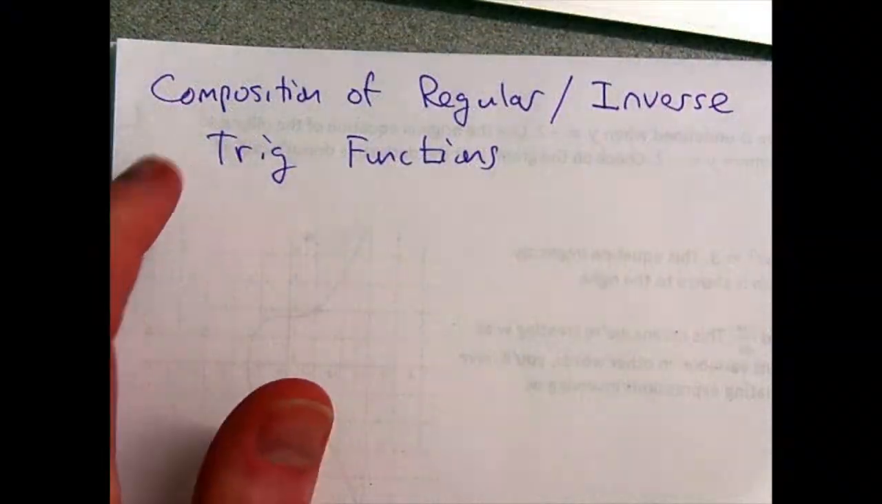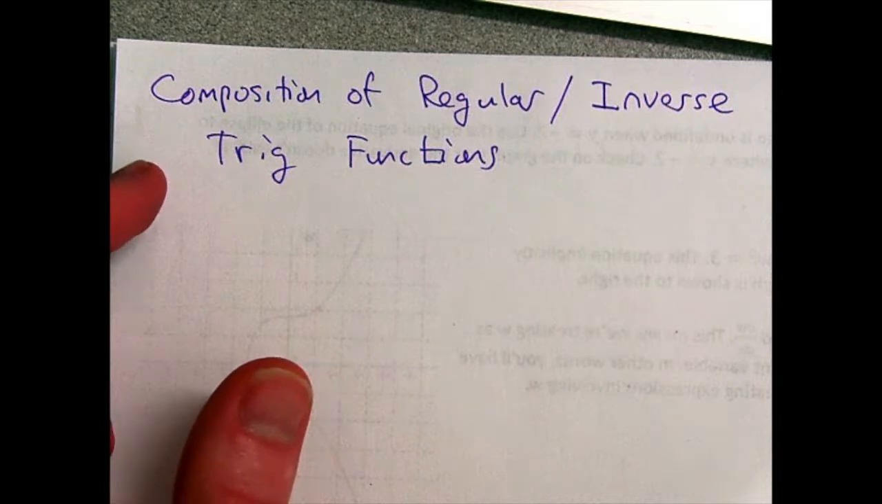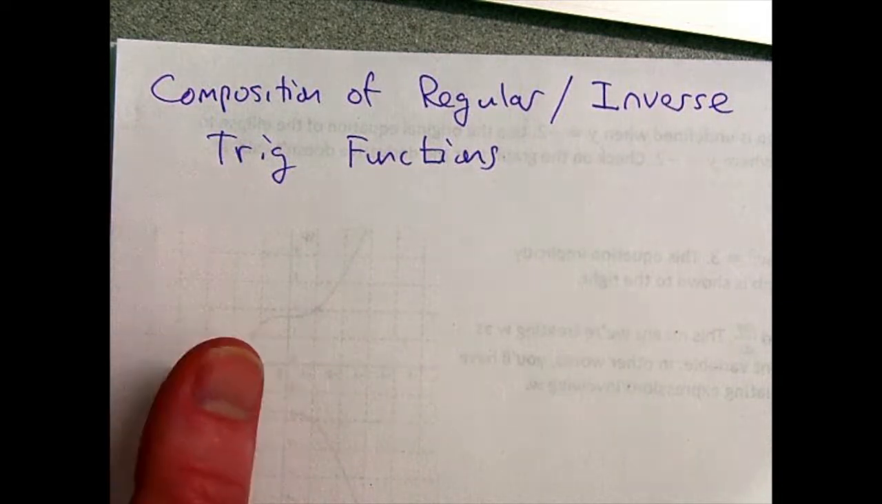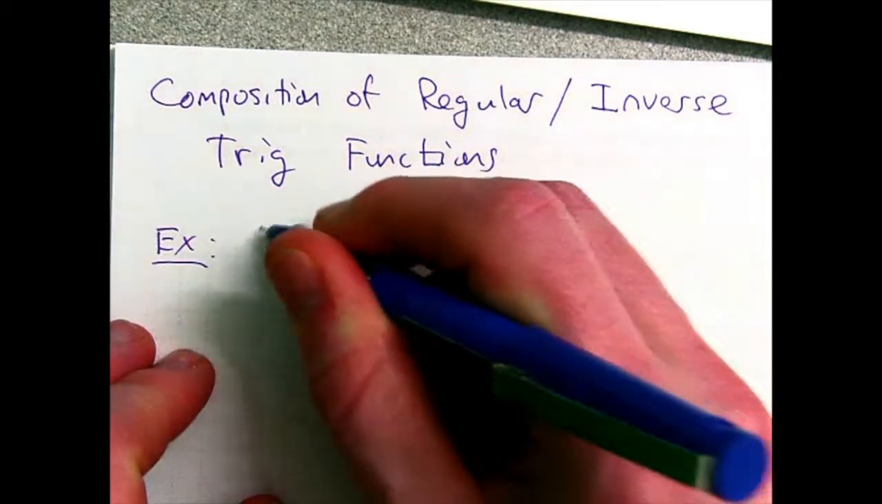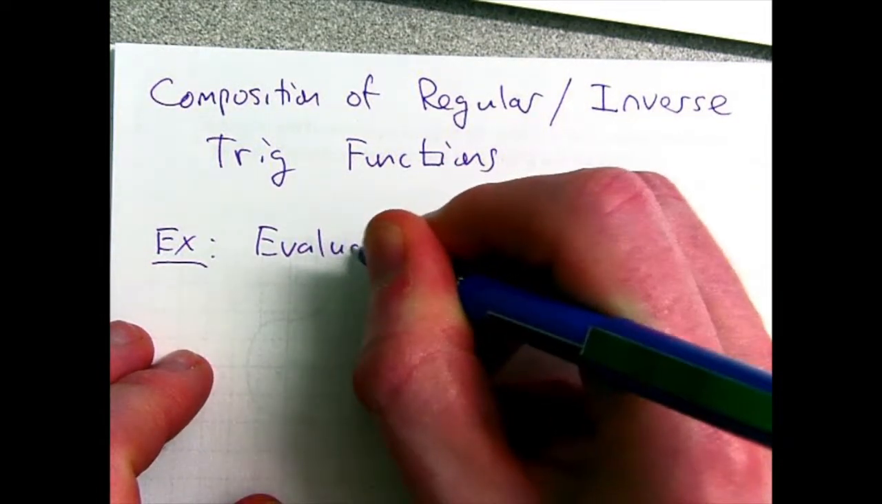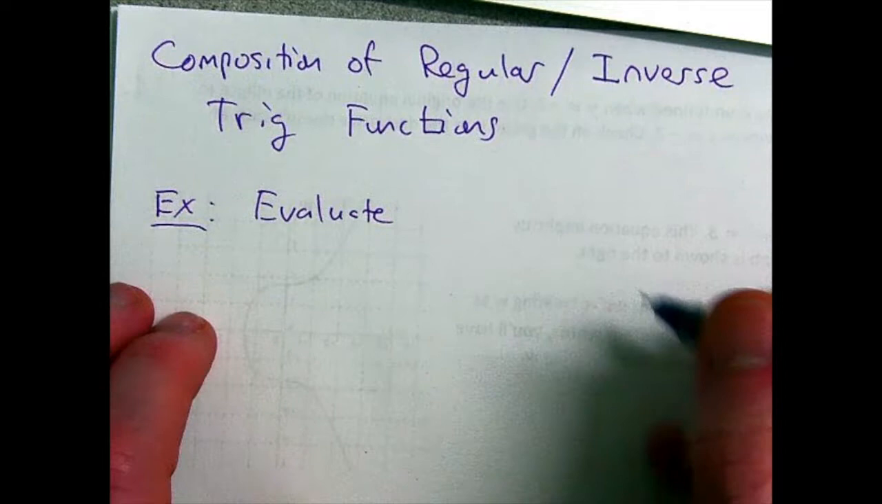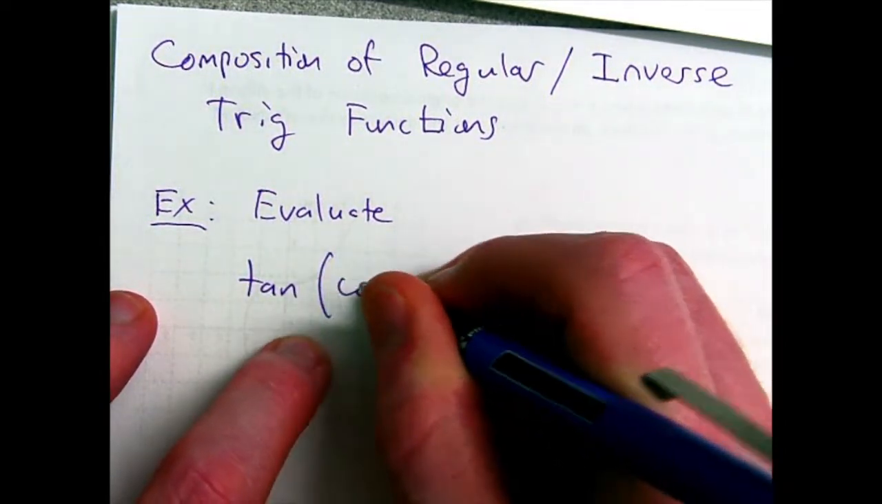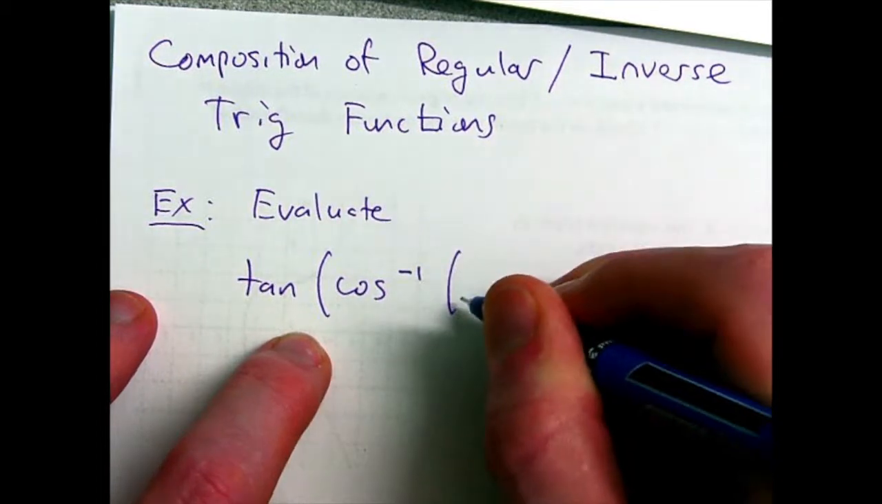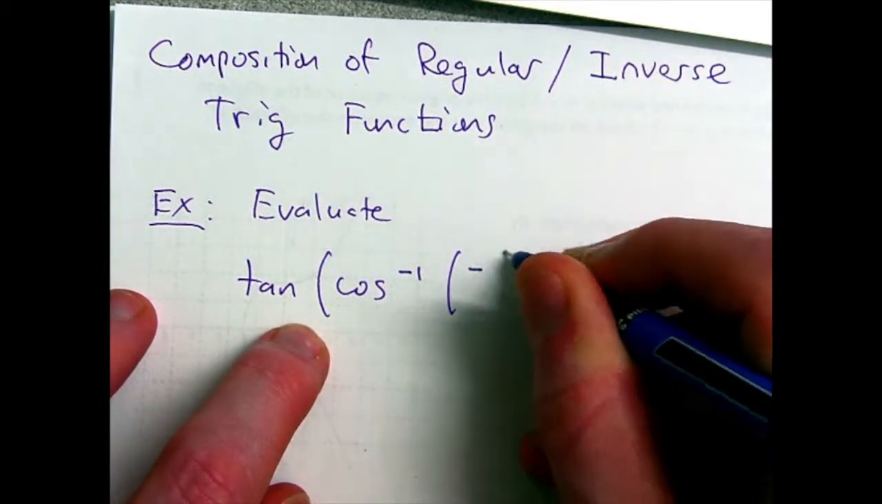Okay guys, so today we're going to talk about composition of regular and inverse trig functions. So I want to start with an example. Suppose we want to evaluate the expression tangent of cosine inverse of negative 6 over 7.